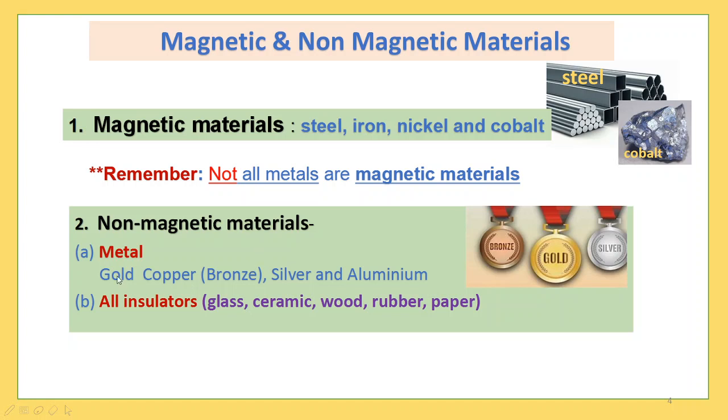So now, look at these metals. Examples: gold, copper, or we call bronze, silver, and aluminium. It's very easy to remember when under competitions, when you won three prizes, they are gold, bronze, and silver. Is it easy to memorize? Okay, all insulators like glass, ceramic, wood, rubber, or paper are called non-magnetic materials.